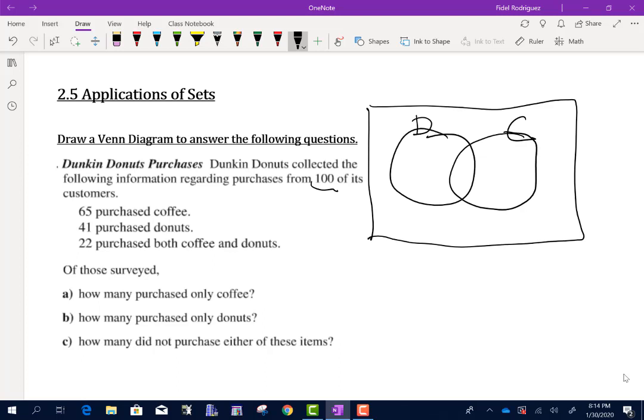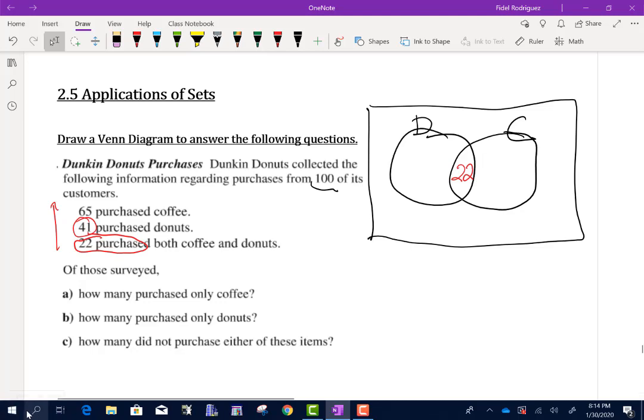Okay, so the way I'm going to sort of do these problems is I'm actually going to start from this piece right here. It says 22 bought both. So that 22, guys, is going to go right here in the middle. Okay, so if 22 bought coffee and donuts, then I'm going to work my way back up. So look what it says here, 41 bought donuts. Well, 41 bought donuts, but these 22 are part of that 41 because these 22 still bought a donut. So we want to figure out how many people only bought a donut and didn't buy any coffee.